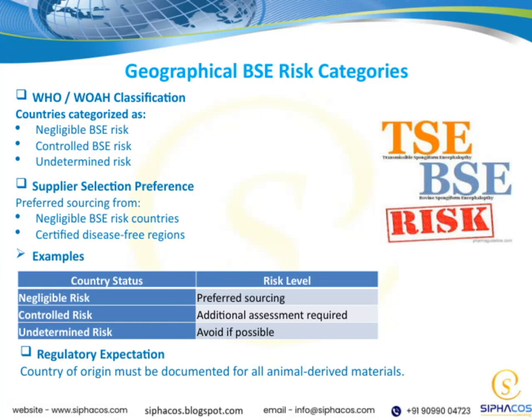When it comes to regulatory expectations, we need to document the country of origin for all animal-derived materials. This is crucial because different countries carry different levels of risk. Some are considered negligible risk. These are our preferred sources. Others have controlled risk, meaning they require extra assessment. And then there are those with undetermined risk, which we try to avoid. This classification follows global standards from WHO and WOAH, guiding us to choose suppliers from certified disease-free regions whenever possible.